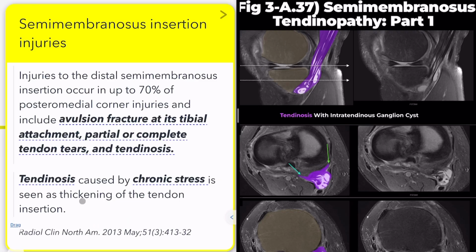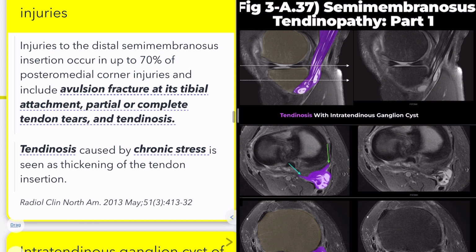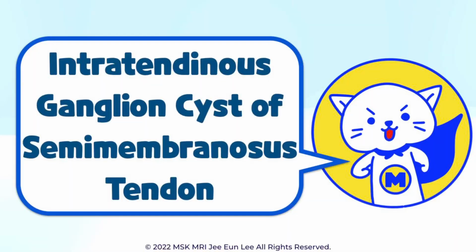Pathophysiology of tendinosis. Tendinosis in this context is often the result of chronic stress, leading to thickening of the tendon insertion. This alteration in the tendon structure compromises its function and increases the susceptibility to further injury.